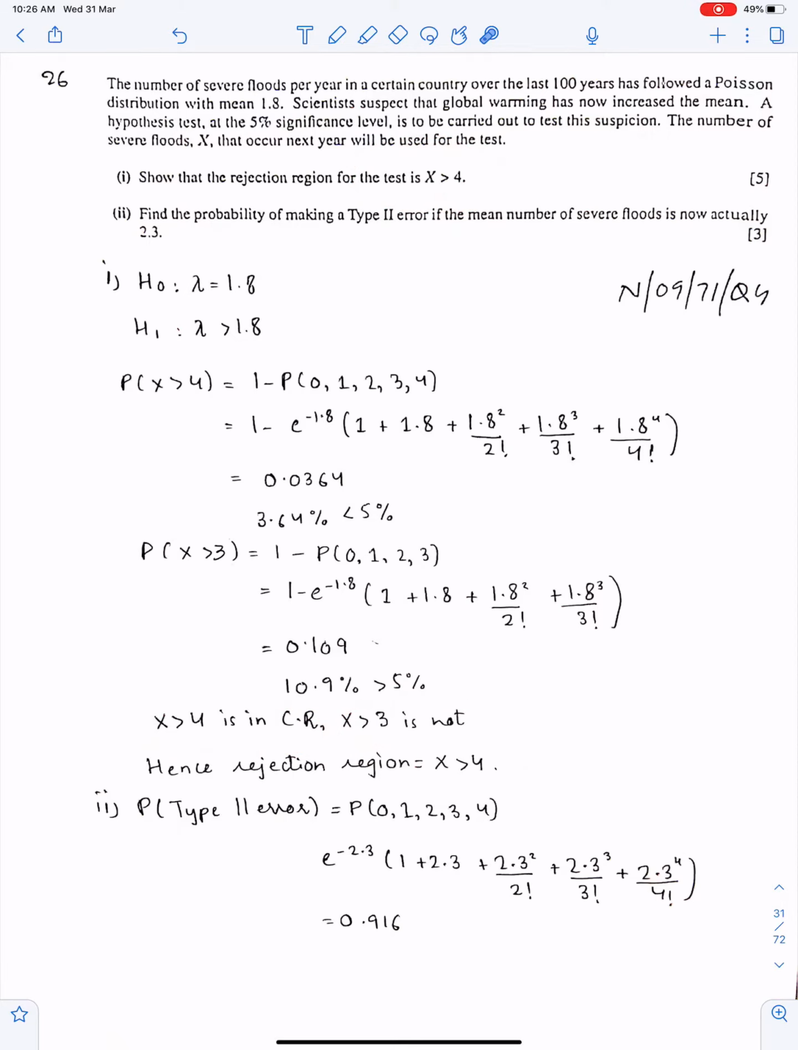Let me give you a short review of this. We had to show that X greater than or equal to 4 is the critical region. So for X greater than or equal to 4, the probability is this. Then we have to check whether X greater than or equal to 3 is in the critical region or not. Now this probability is greater than 5%, so this is not the critical region. Critical is this, which means the critical region is this.